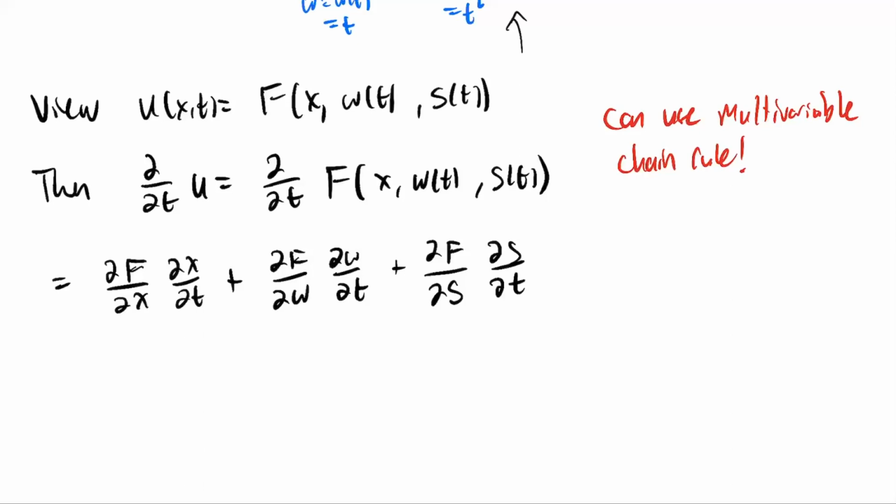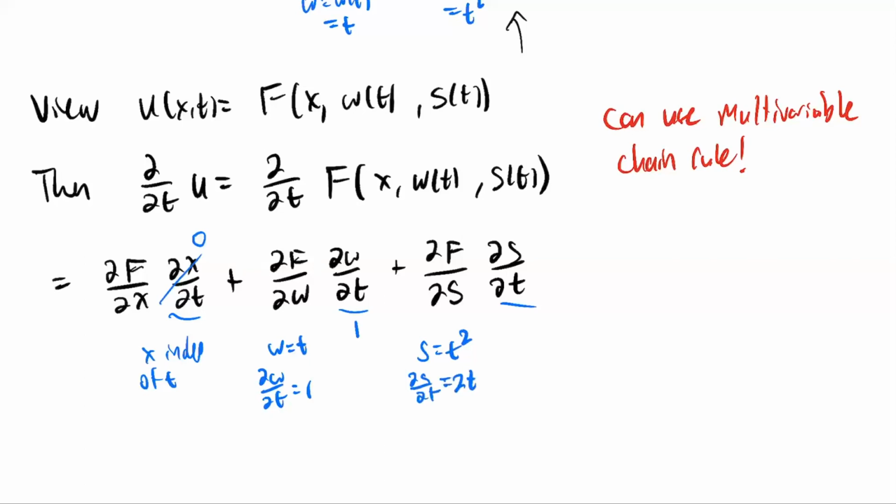Okay, and now the good news is that, while there are a lot of terms here, these terms that I'm underlining in blue are relatively easy to simplify, right? So we'll note that x is independent of t, so this is just 0. On the other hand, I know that w is just equal to t, so derivative of t with respect to t is 1. On the other hand, we saw that s is equal to t squared, and so derivative of s with respect to t is 2t. Okay, so this is 2t. And so we have this formula simplifying.